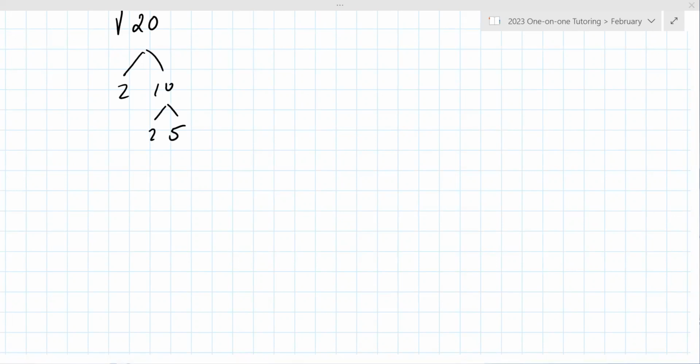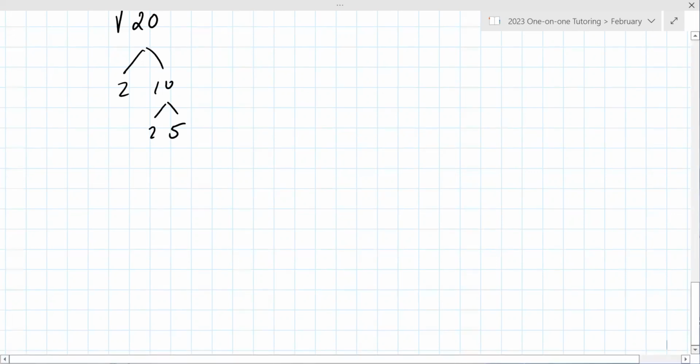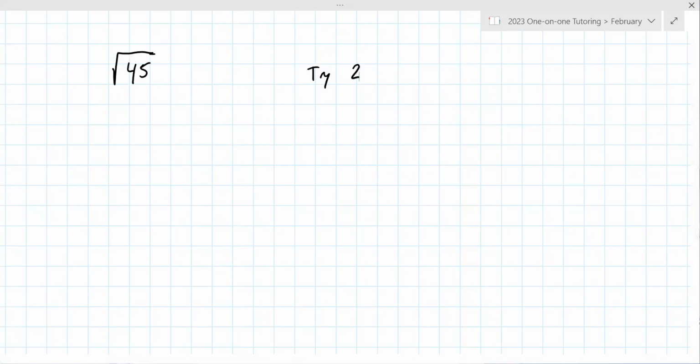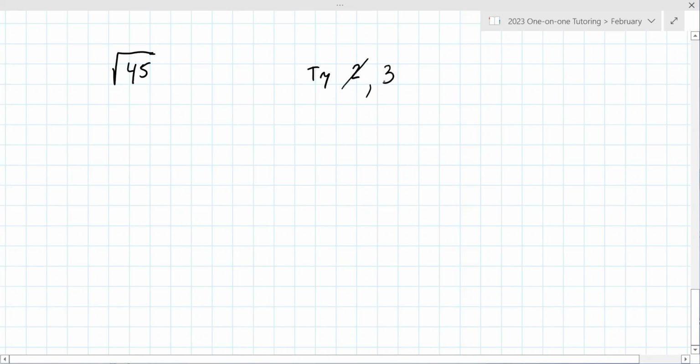All right. So now you might think, oh, I've got this down. What if I gave you something like this, the square root of 45? Now you try 2. You always try 2, but 2 doesn't work here because it's an odd number. So you move to your next prime number, which is 3. Do you know if 3 works in this? Here's the divisibility rule for 3. You add up the digits, and if it's a multiple of 3, you're good.